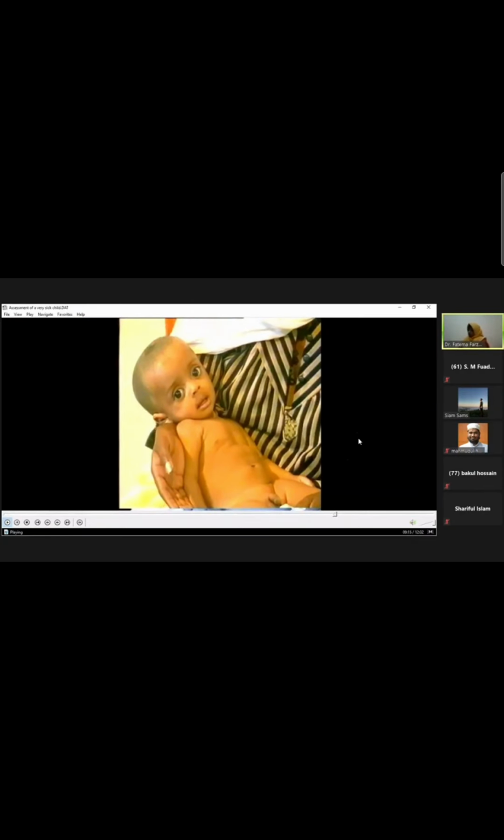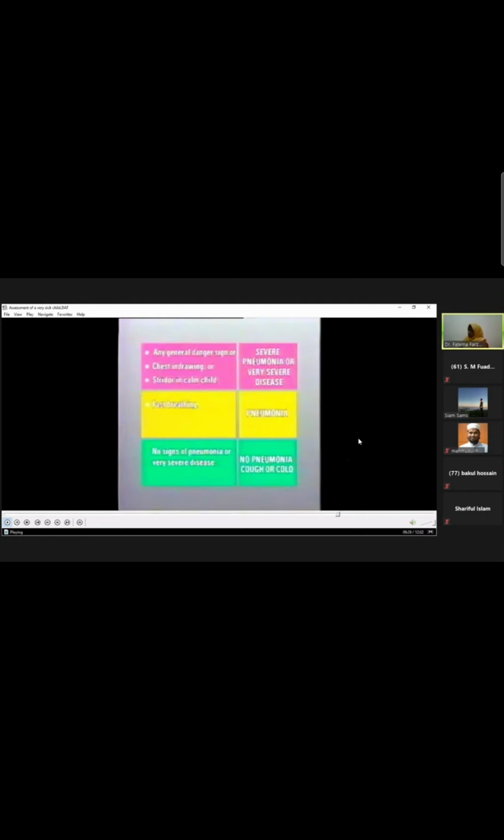We will classify Josh's illness using the classification table. Look at the signs listed in the pink row. Josh does not have a general danger sign, chest indrawing, or stridor. He has no signs of severe pneumonia or very severe disease.